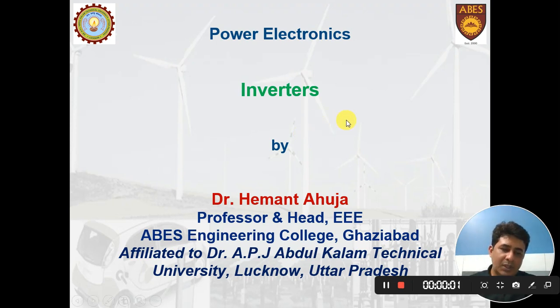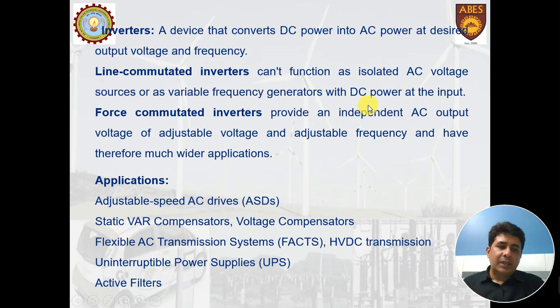Inverters. What is an inverter? An inverter is a device that converts DC supply into AC supply at the desired output voltage and frequency levels. Inverter term is not new to us. We have already discussed one kind of inverters, that is the line commutated inverters, during the phase control converters.